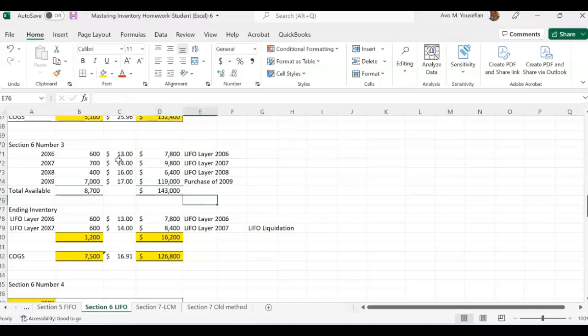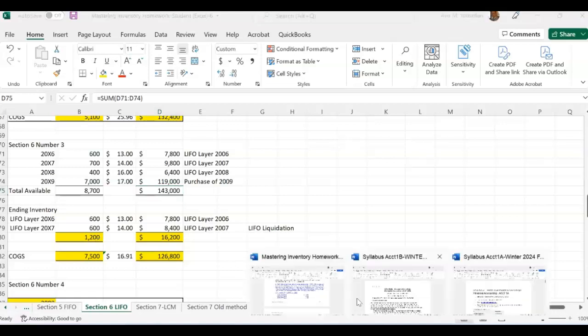Those are the average costs: the LIFO layer of 2016 is $13, $14 average cost for the LIFO layer of 2017, $16 average cost for the LIFO layer of 2018, and $17 is the purchase average cost. That's what they purchased, $17 each for 119. Now, available, we know how much we have. Ending inventory, let me just review that ending inventory.